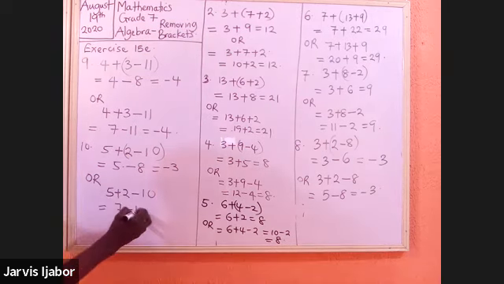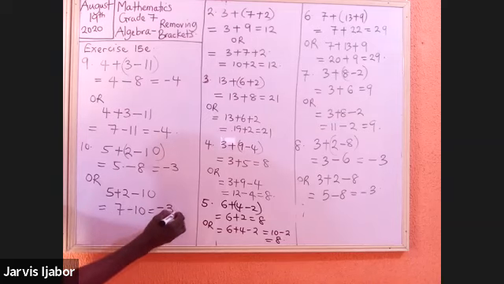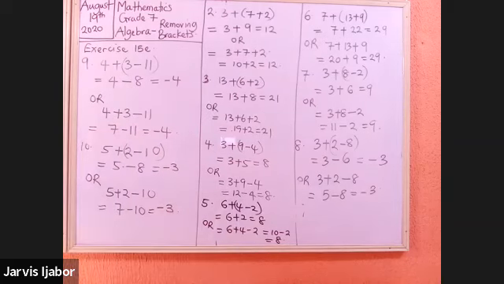Or you can have that 5 plus 2 minus 10, which will now be what? 7 minus 10, and that will be what? Negative 3. So the answer becomes negative 3.